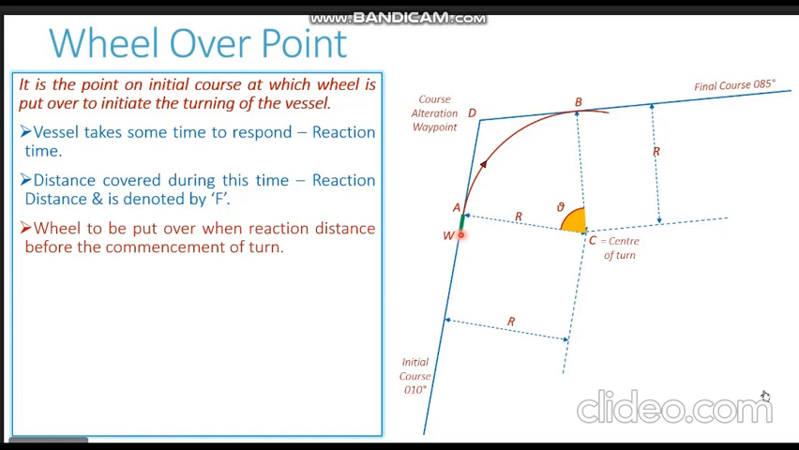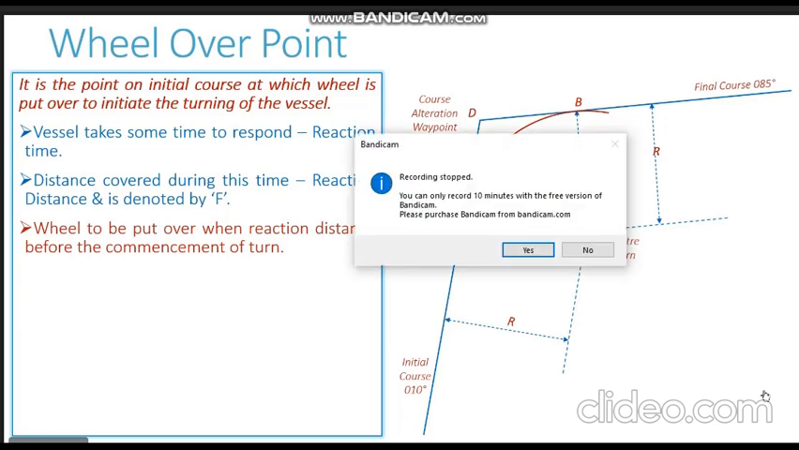The point at the end of this reaction distance, represented by W, is our wheel over point. So Alpha to Whiskey, A to W, represents the reaction distance, and this reaction distance is denoted by the alphabet F, Foxtrot. So when the vessel is moving on its initial course, it reaches the wheel over point Whiskey, the helm order is put over.